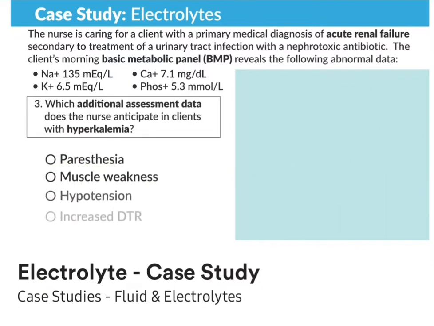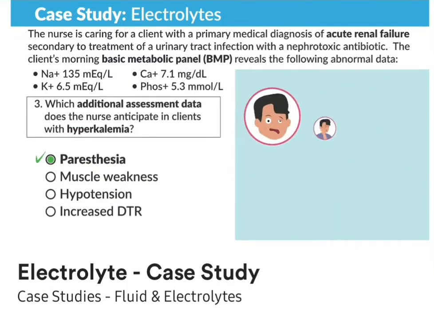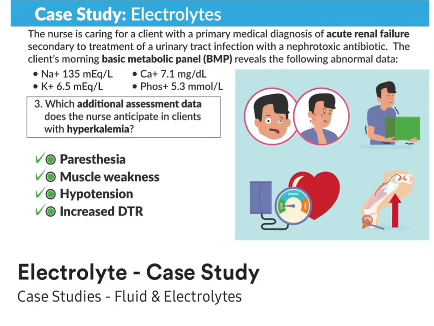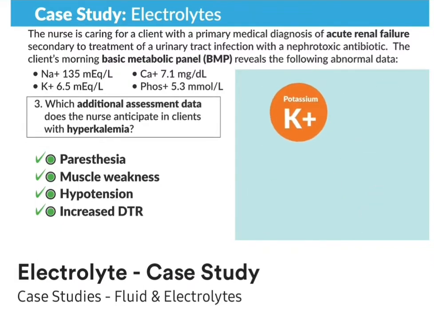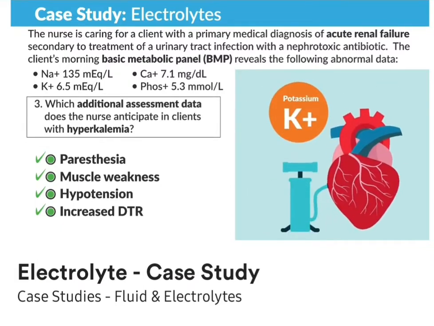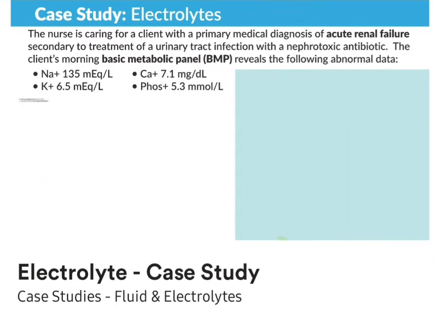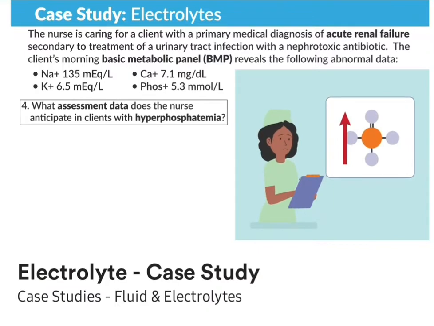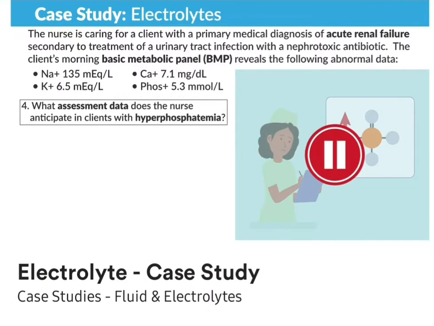So in this case, the correct answer is paresthesia, that numbness and tingling sensation, muscle weakness, hypotension, and increased DTRs, those deep tendon reflexes. So remember, high potassium means high pumps. Now moving on to question 4. What assessment data does the nurse anticipate in clients with hyperphosphatemia, that high phosphate? So once again, pause the screen. You got 60 seconds. Try your best.